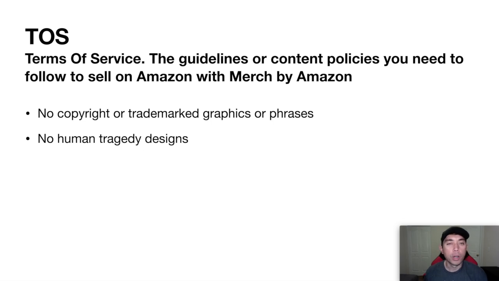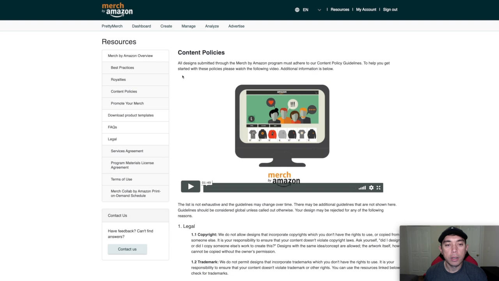So where to find this Terms of Service? Right here in Content Policies. If you go to Merch by Amazon and go to Resources, it'll pull up a page like this. You just scroll down, and this one right here, like 1, 2, 3, in Merch by Amazon Overview, you can see Content Policies on that page right here. And if you scroll down, you'll see all the content policies.